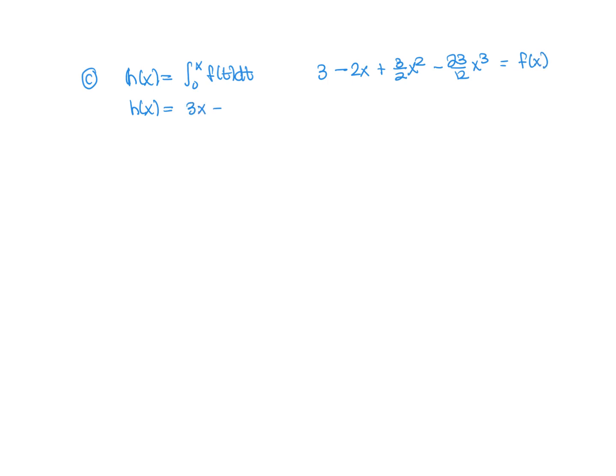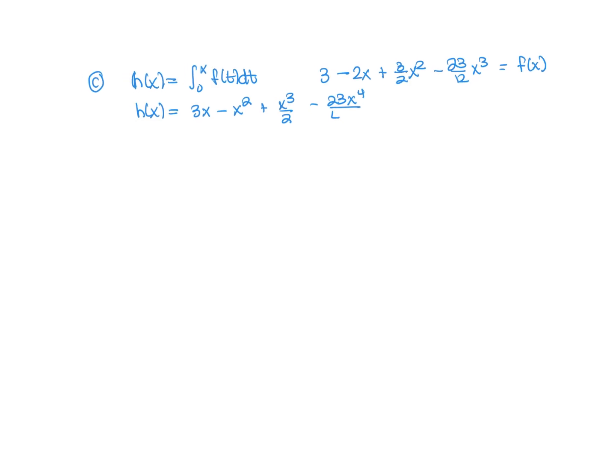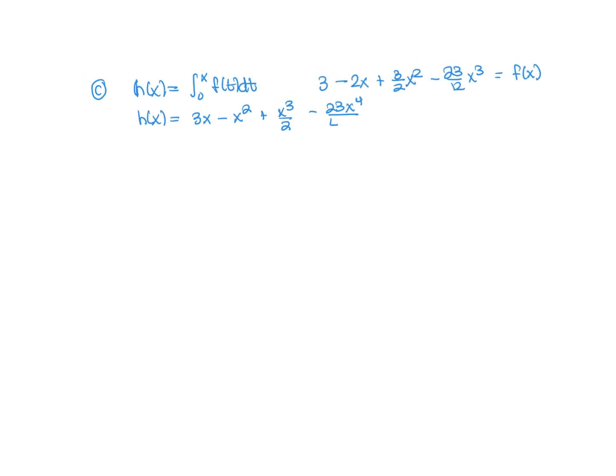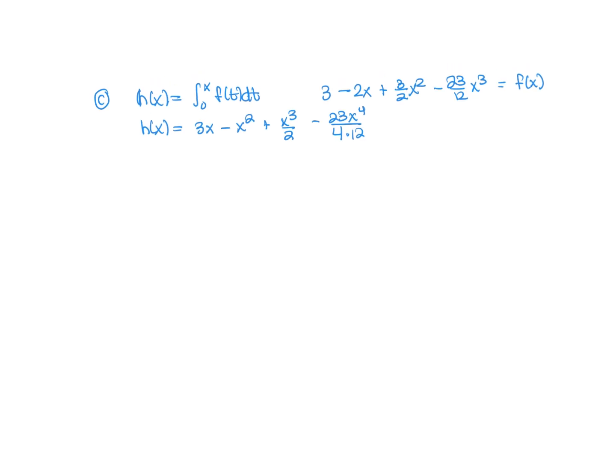So 3x minus x squared plus x cubed over 2 minus 23x to the 4th over 4 times 12. And then we were going to use this to approximate h of 1. So h of 1 would then be just plugging in 1 everywhere. And again, this is not a calculator problem, so just leave it alone.